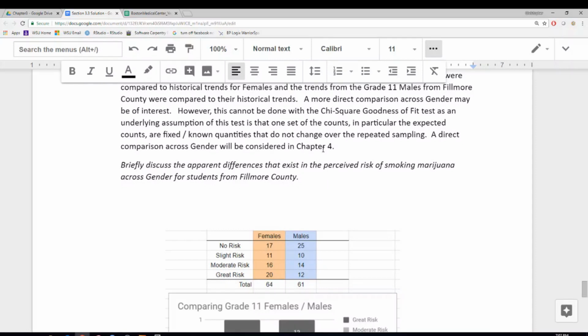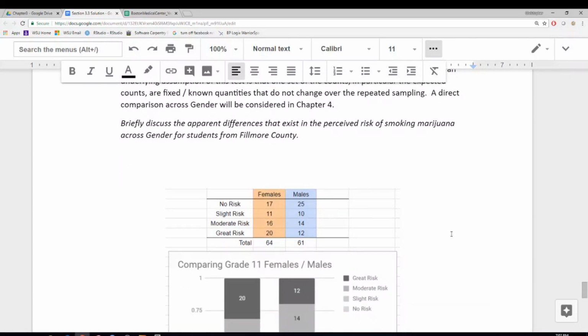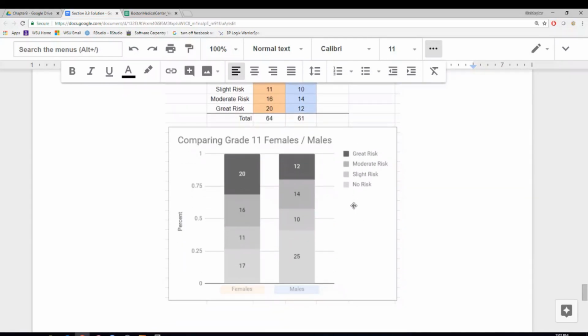Now, we will be able to do this comparison if we consider Chapter 4. So Chapter 4 is going to include another chi-square test called a chi-square test of independence. Okay, so we're going to extend what we're doing here in Chapter 4 to a situation that allows us to do a direct comparison between the females and males. But as long as we're here talking about this example, let's just go ahead and talk about the apparent differences here between the females, which is on the left-hand side, and the males, which are on the right-hand side.